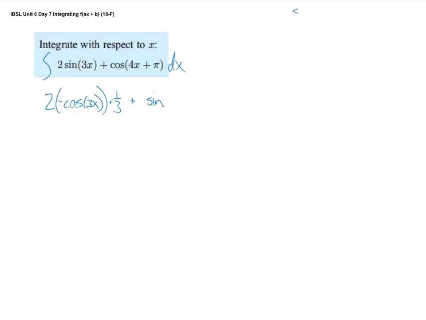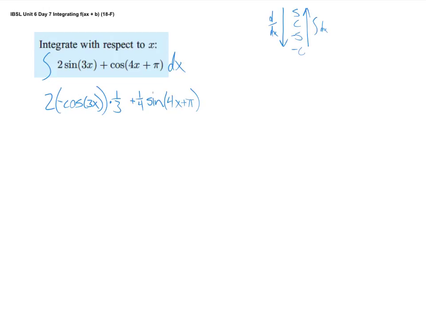Remember we have sine, cosine, negative cosine. This way is taking the derivative. This way is taking the integral. Is it 1 over 4? Yes, it's the sine of the 4x plus pi, that stays the same, and it's times 1 over 4, because the derivative of 4x plus pi is just 4. So it's times 1 over 4.